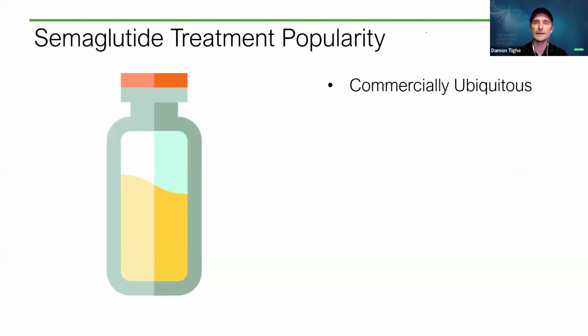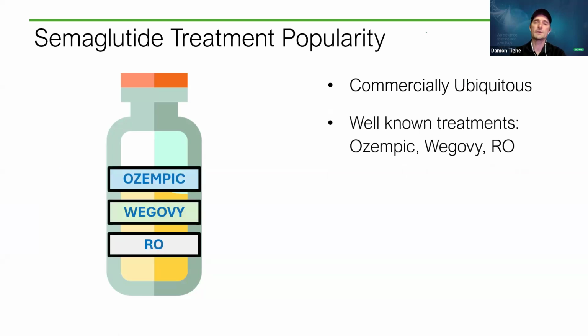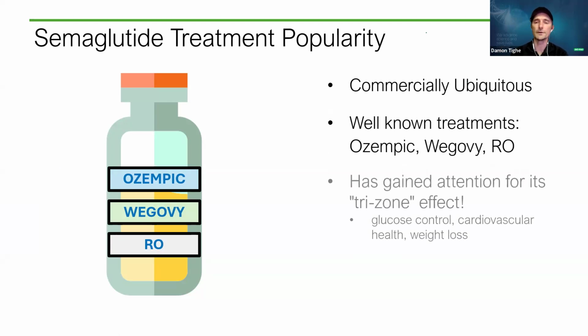So semaglutide, right? Most of your students have heard of it because, boy, it just shows up in every single media stream out there. So it's commercially ubiquitous. Everybody's at least heard of it. And we've heard of it in different ways usually. So we've heard of it under the different drug names where it's being used. And so the most famous one right now is Ozempic, Wegovy, Rybelsus, or other ones that are out in the marketplace being used for different types of therapies.